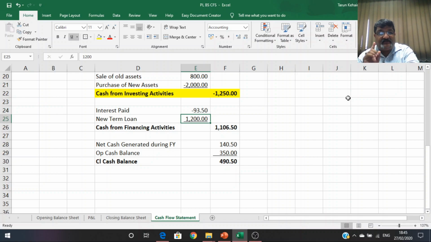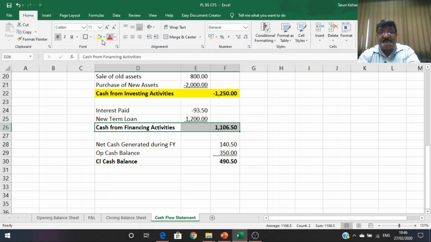Remember, we had also taken a 1200 crore term loan to finance the net excess that we had to pay to the OEM to finance the new plant and machinery or pharmaceutical equipment. So that is also a receipt because we have taken a new term loan. And we took this 800 crores. We got it from the old asset. We took a loan of 1200, that makes it 2000 crores, and we spent 2000 crores in buying a new asset. So this 1200 crores is also a plus. So your total cash from financing activities comes to 1106.5, which I will represent here.